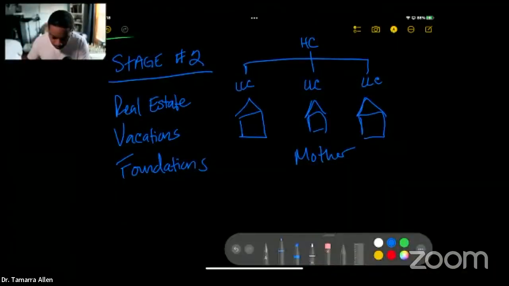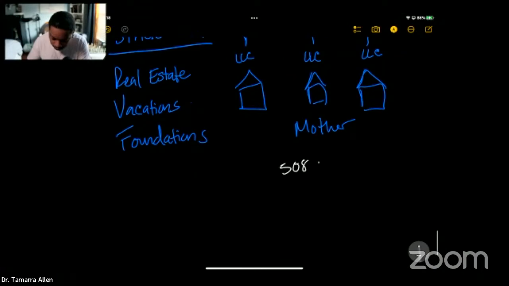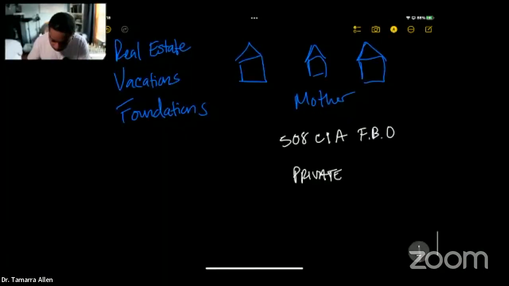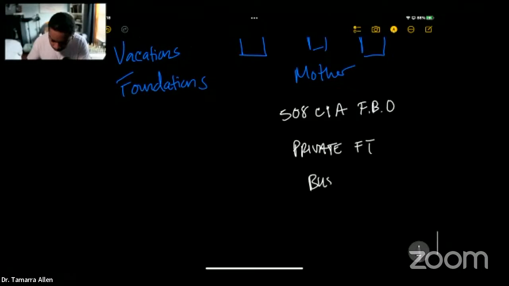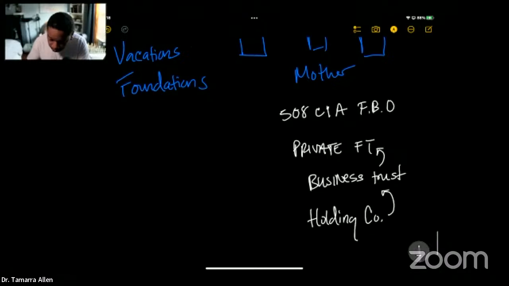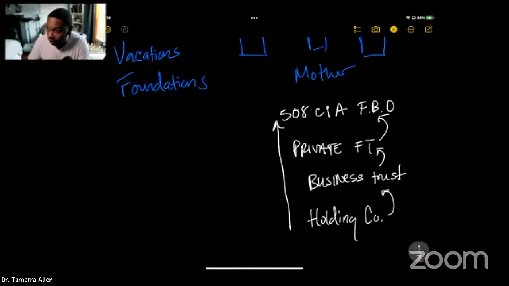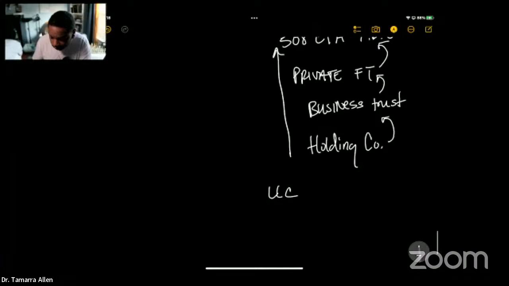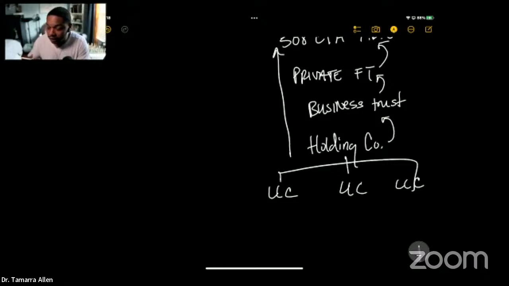Correct. So this is the hierarchy of how you want your trust to be. So you have your 508c1a FBO, which is your faith-based organization, which is your ministry trust. Right? You then have your private family trust. You then have your business trust. And then you have your holding company. Your holding company is reporting to the business. Your business is reporting to your family, and your family is reporting to the ministry. So it's one straight shot linear fashion. Does that make sense? And then you have all your LLCs. Right. Does that make sense? That's how you have it designed out.